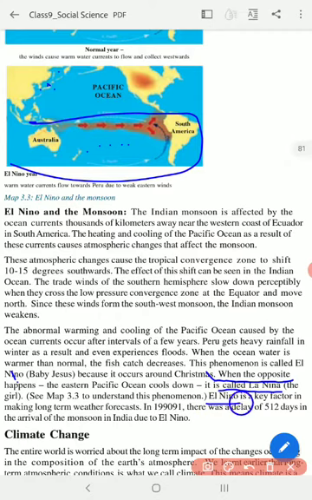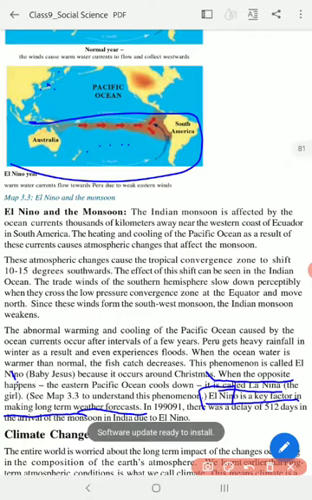So El Nino is a very, very key factor in making a long term weather forecast. You see in the news every day they make a weather forecast. Everything is based upon the El Nino factor. So based on this they forecast the long term weather pattern.